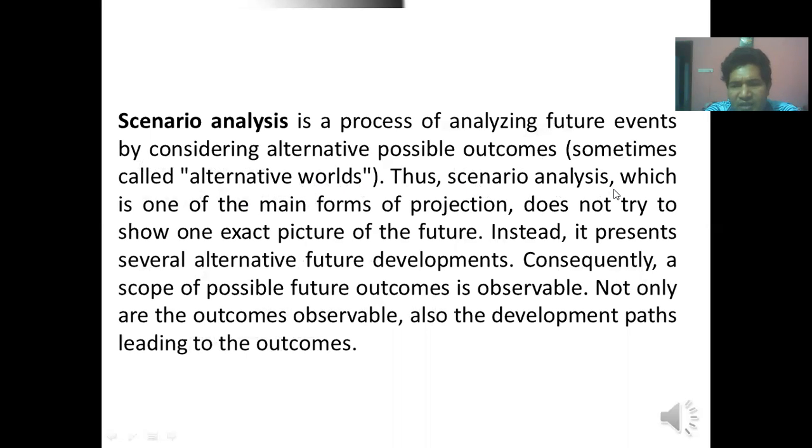Thus, scenario analysis, which is one of the main forms of projection, does not try to show an exact picture of the future. Instead, it presents several alternative future developments. Consequently, a scope of possible future outcomes is observable. Not only are the outcomes observable, also the development paths leading to the outcomes.